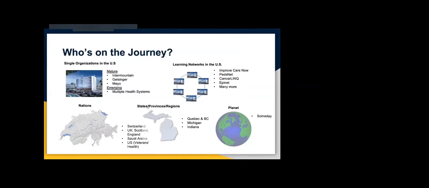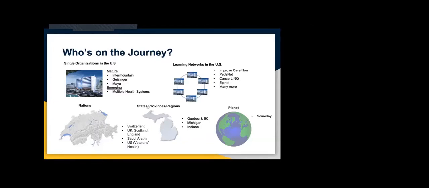So who's doing this? The answer is many, many entities at many, many levels of scale. There are many single organizations in the US, single health systems that are on the pathway to becoming learning health systems. There are many networks, groups of organizations that have organized as learning health systems, usually focused on one particular disease area, but working together across these institutions to combine their efforts to make more rapid and effective progress.